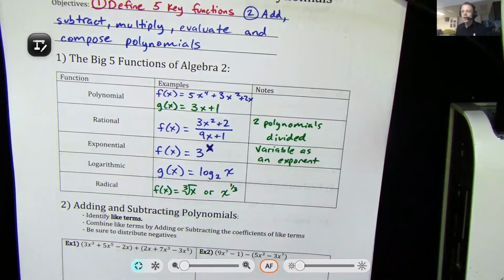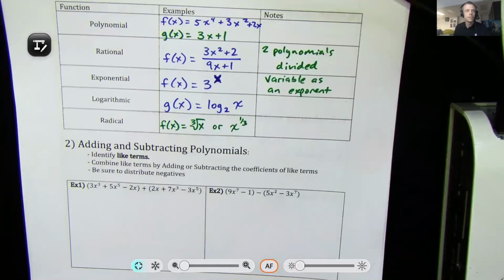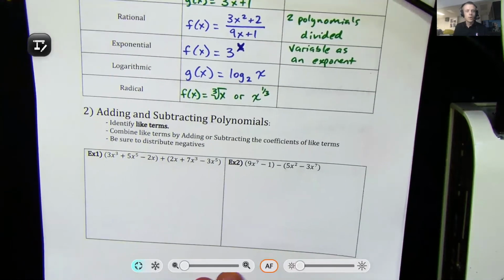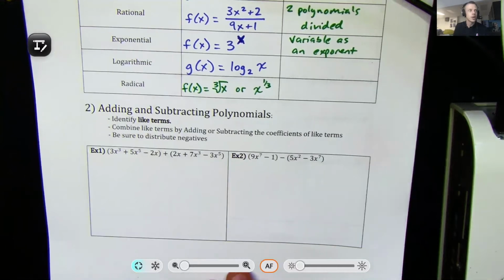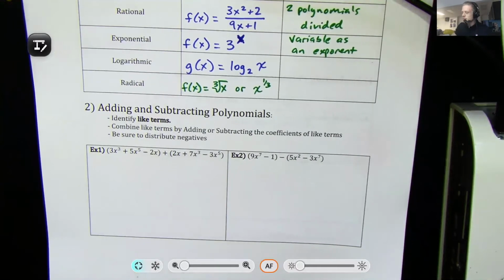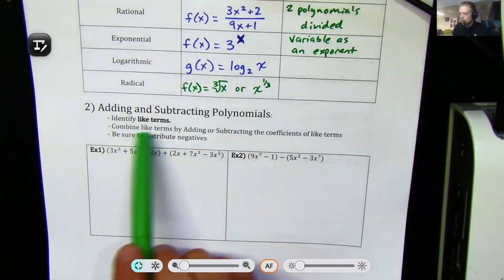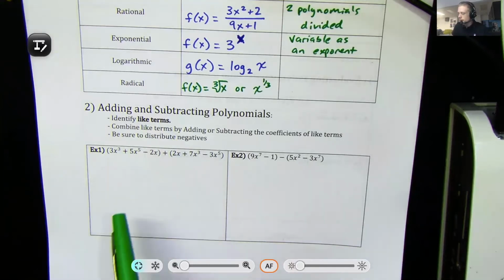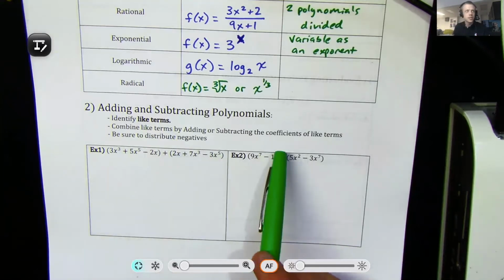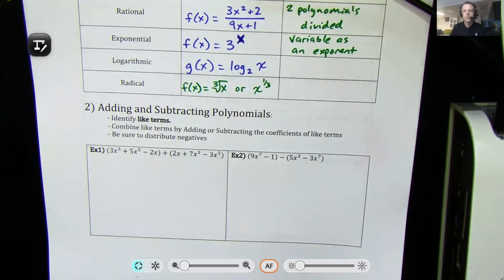Okay, so let's go ahead and move on to our next objectives. Now that you know the big 5 functions we're going to be working with, let's actually start working with one of them called polynomials. Where we're going to start today is adding and subtracting. Our steps to add and subtract polynomials are to first identify like terms, combine like terms by adding or subtracting the coefficients, and then be sure to distribute any negatives.